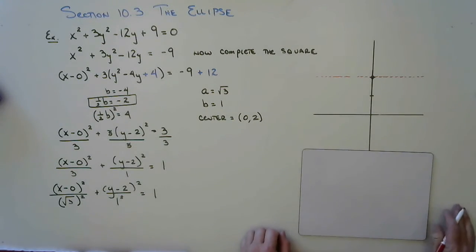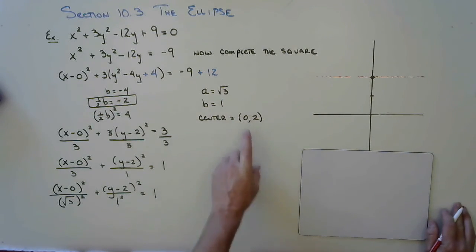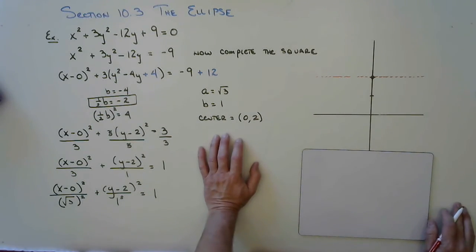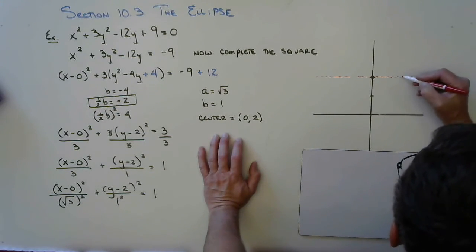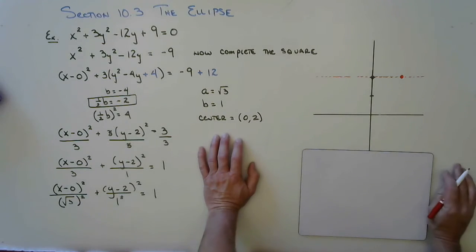So that's going to be my major axis. Now, how far do I go? I go to the square root of 3. The square root of 3 is a little bit bigger than 1, right? So here's 1. So I'm going to call this the end of my major axis.